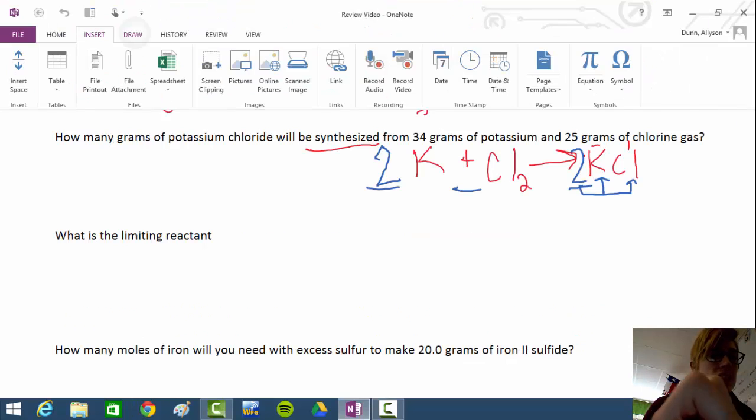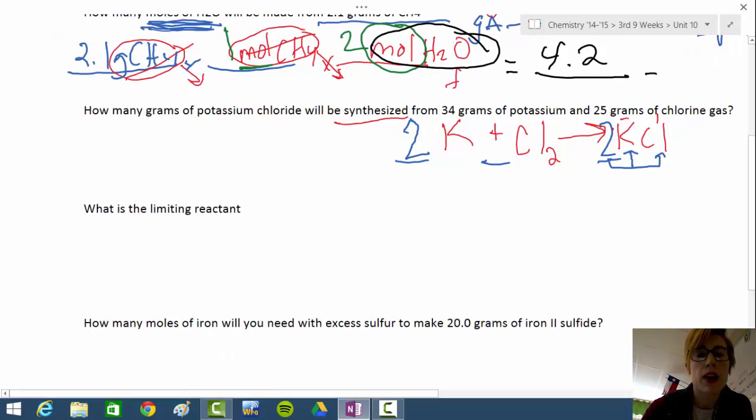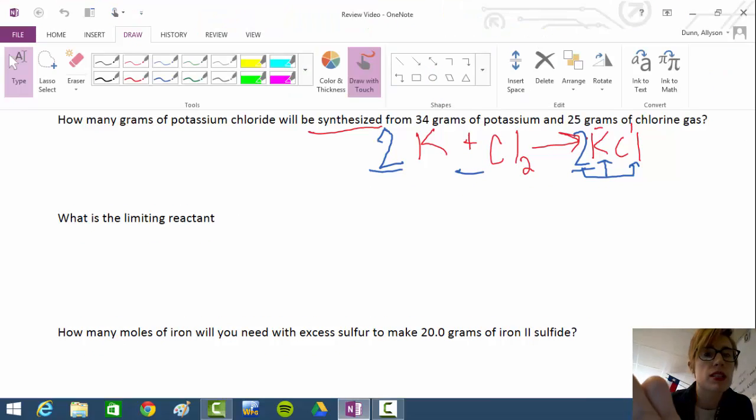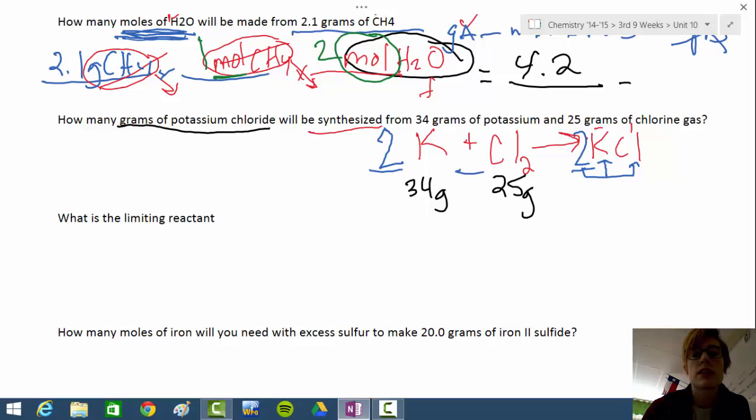This problem is different because we're given 2 reactants. It says 34 grams of potassium, okay? So since I have 34 grams of potassium, I'm just going to write it out right here. 34 grams. And I have 25 grams of chlorine, so I'm going to put that here. And I'm trying to find grams of B, which is potassium chloride.